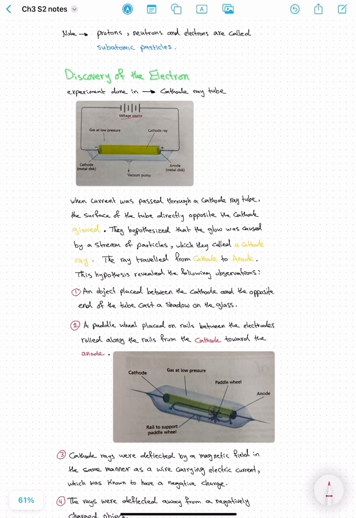Back then, they called it cathode rays. So this cathode particle, the one that glowed, goes from one place to another. It goes from the cathode side, which is the negative side of this tube, to the positive side, which is the anode. So how does it travel? From negative to positive, from cathode to anode.